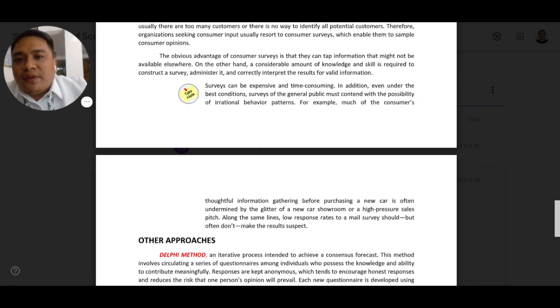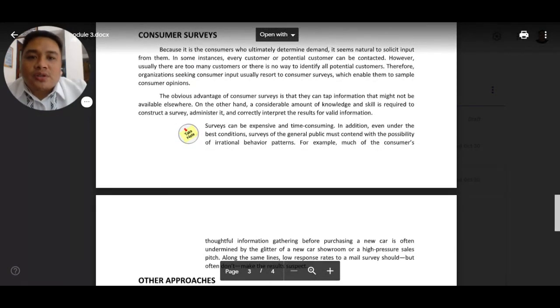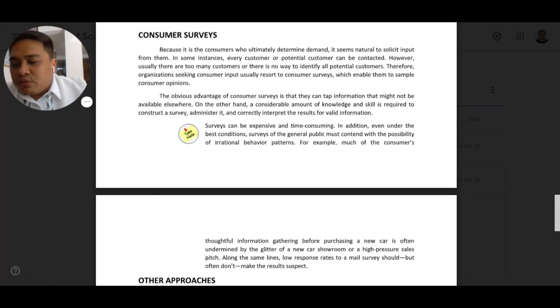So the obvious advantage of consumer surveys is that they can tap information that might not be available elsewhere. So that's the purpose of what we call consumer surveys. With consumer surveys, we gather information coming in from our customers.